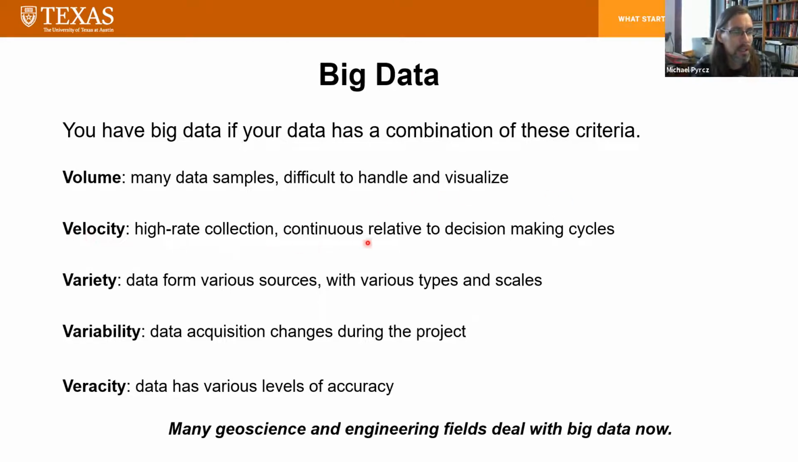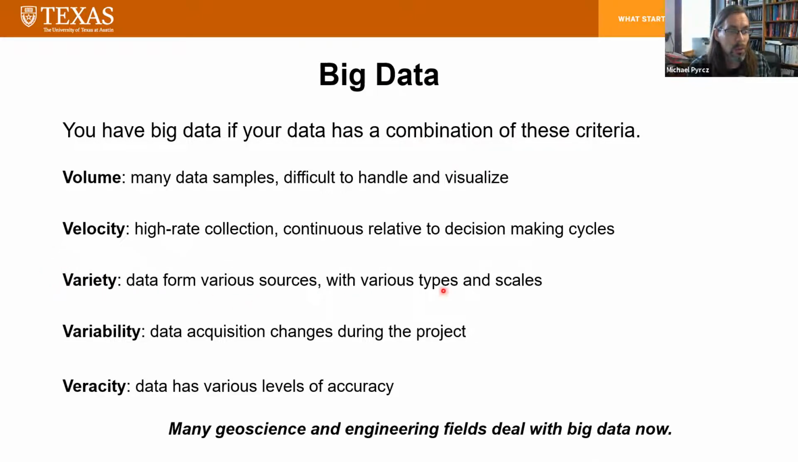Velocity: high rate of collection, continuous relative to the decision-making cycle. What tech people say velocity means is real-time data. I push back against that. What I say is it's continuous relative to your decision-making cycle. In other words, the complexity of your workflows. We know in our field that we're always chasing the bit. We're trying to keep up with new data and update, reprocess seismic. There's always something happening. We're struggling to keep up. Check the box, we have velocity.